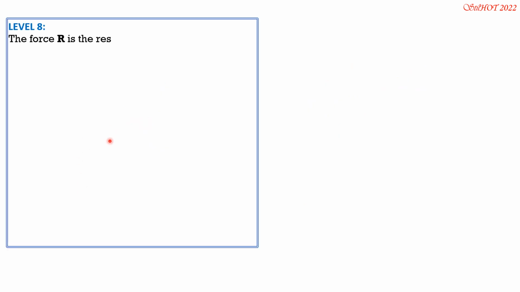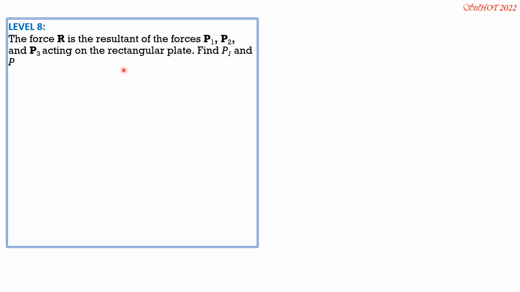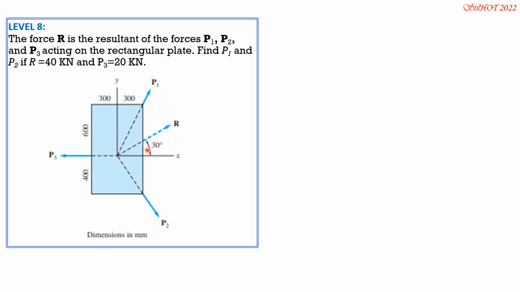Level 8 problem. The force R is the resultant of the forces P1, P2, and P3 acting on the rectangular plate. Find P1 and P2, just the magnitudes, if the magnitude of the resultant is 40 kilonewtons and the magnitude of P3 is 20 kilonewtons. So this is the figure. The magnitude of the resultant is 40, therefore the X component of the resultant is 40 cosine 30, positive. The Y component of the resultant is 40 sine 30.